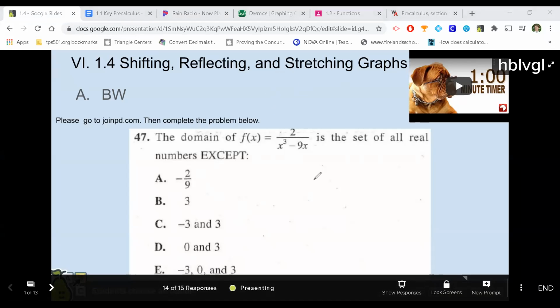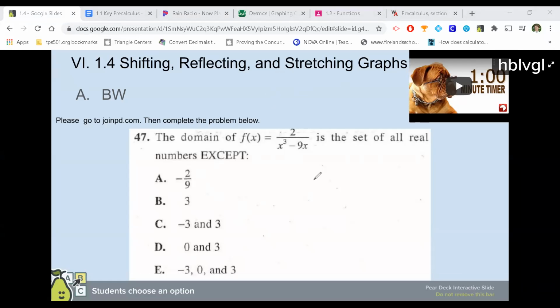So this is a rational function, right? It's got a fraction with x in the denominator. As a result of that, we know that the only numbers we can't plug in for x are the numbers that would make this denominator 0, right? Because you can't divide by 0. So we know x cubed.